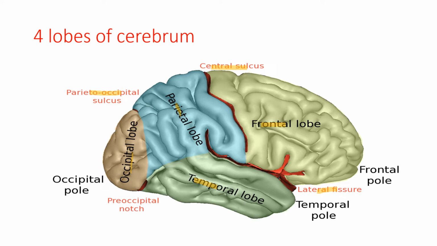Central sulcus separates the frontal lobe from the parietal lobe, and lateral sulcus separates the frontal lobe from the temporal lobe, and parieto-occipital sulcus separates the parietal lobe from the occipital lobe.